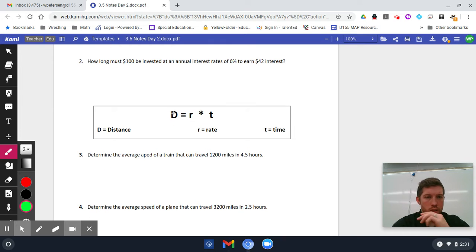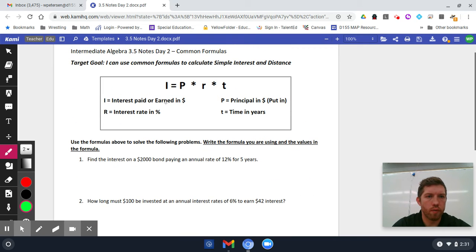And we're also going to use the distance formula, which some of you guys might have done before in like physics class, or depending on the type of science you guys have taken. So first one, we have interest. Interest is money earned. Okay.